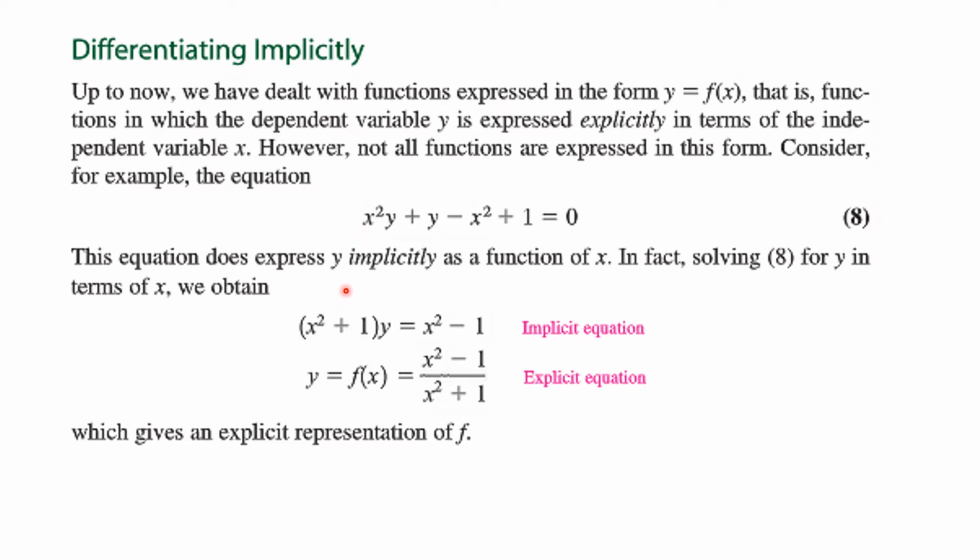Now, this equation does express y implicitly as a function of x, and we can solve this equation for y. If we do that, we would factor the y out here, move the other stuff to the other side, and then divide both sides by the coefficient of y after we factored the y out, and we can get an explicit equation for y in this case.